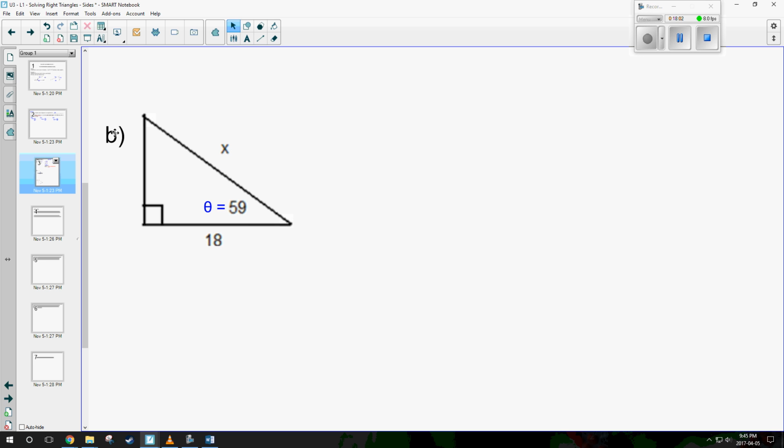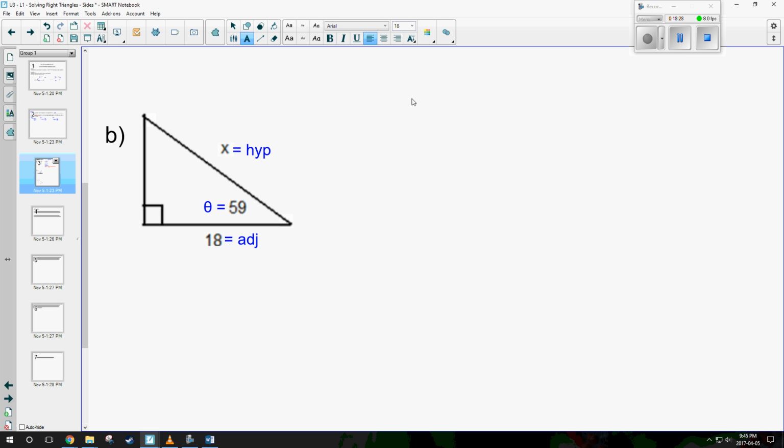Taking a look here, this is our longest side and it's across from our 90-degree angle. So that means that the value of x is equal to our hypotenuse. And then looking at this side 18 here, it is beside the angle. So that means that that is an adjacent value. So we know that we have an adjacent value and a hypotenuse.